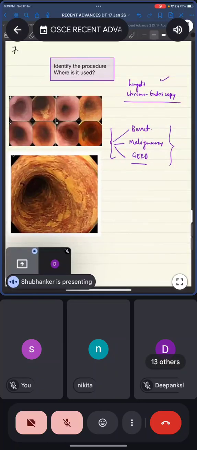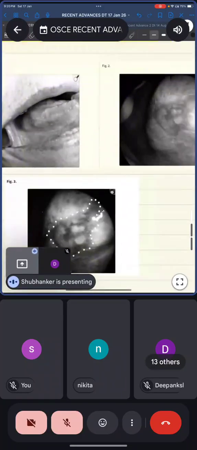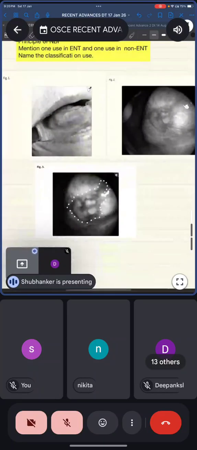The answer for this is Lugol's chromoendoscopy. Chrome, from color, something related to chrome. Okay, move to the next question. Okay, this image has not been asked, but the question has been asked. Just these three images. I could not find any colored image. In their paper also, they had given it in black and white only.